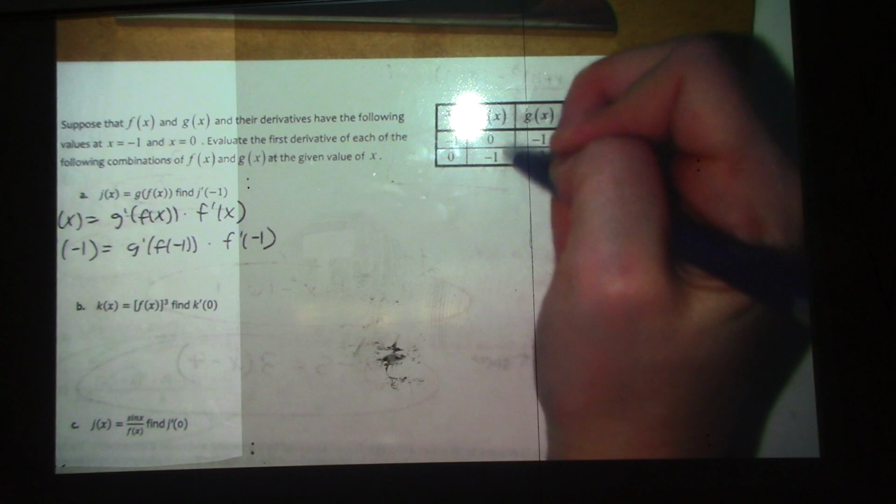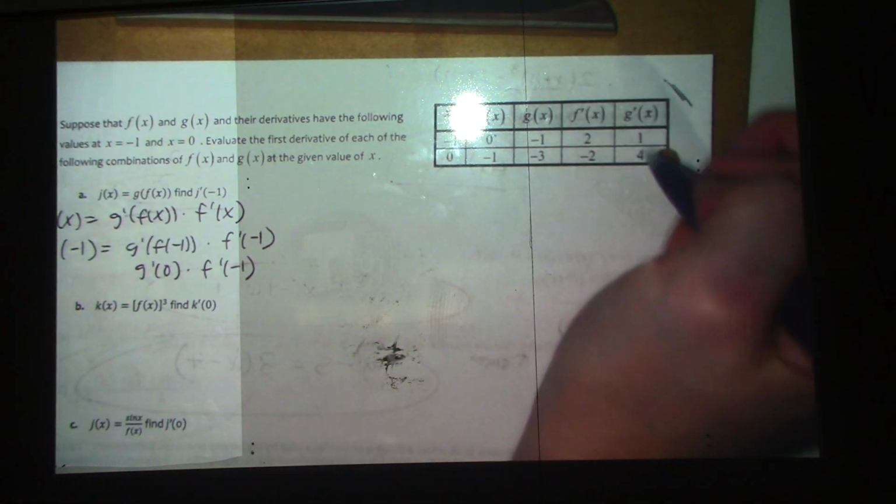Okay. Here we are looking for inverse, so j prime of x equals g prime of f of x times f prime of x. I'm looking specifically at -1, so this is g prime of f of -1 times f prime of -1. F of -1 is 0, so this is g prime of 0 times f prime of -1. G prime of 0 is 4. F prime of -1 is 2. So then your answer is 8.